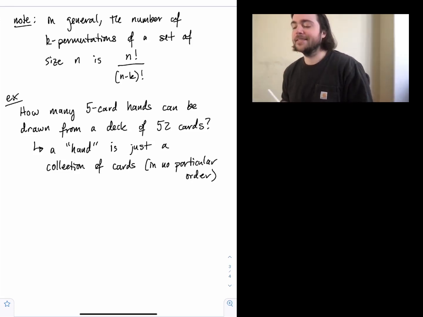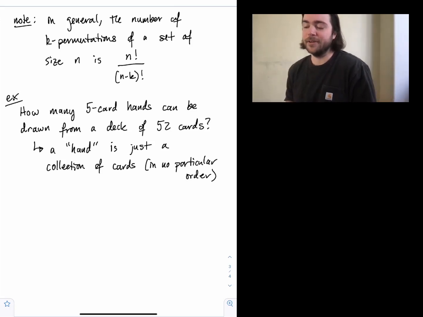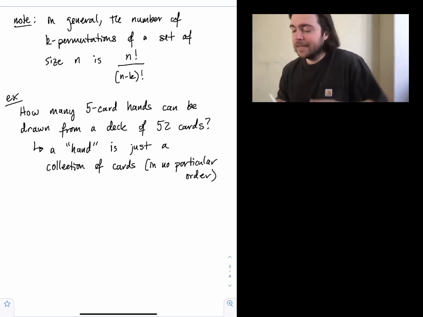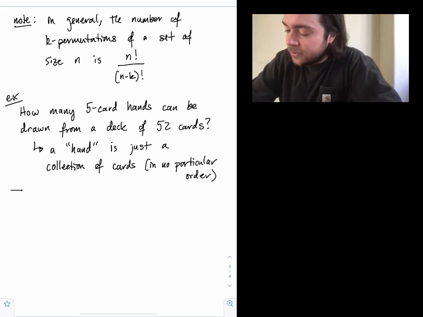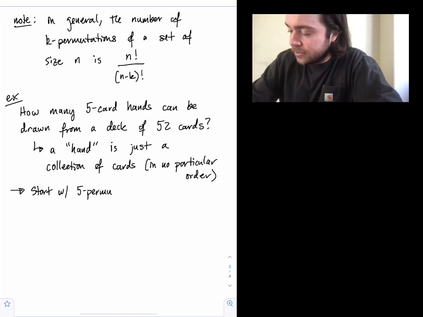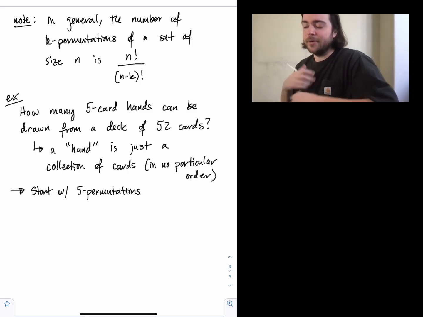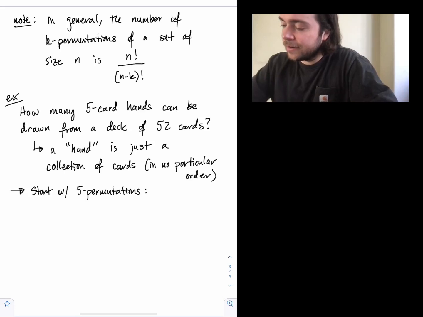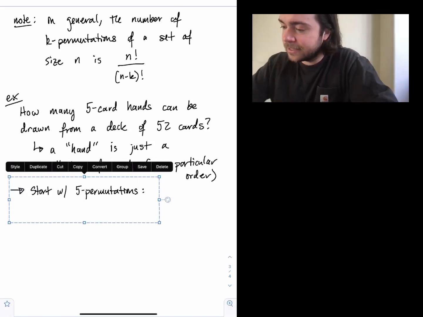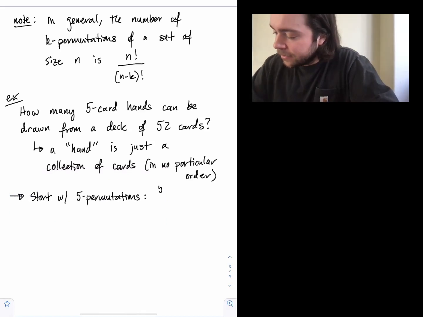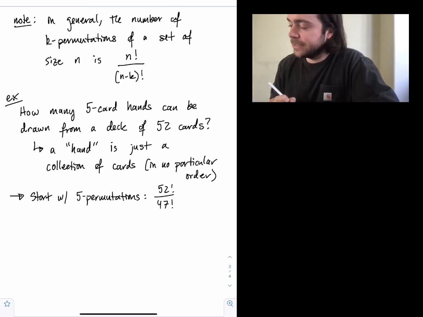So we want to try and count how many 5-card hands can be drawn from a deck of 52 cards. How many ways are there to do this? In order to count this, we're going to use our permutations, from the last example. So let's start with the 5-permutations. This is where we do care about order. These were sequences of 5 cards that we could draw. We care what order we get them. And how many were there? We already figured this out in our last example: 52 factorial over 47 factorial.